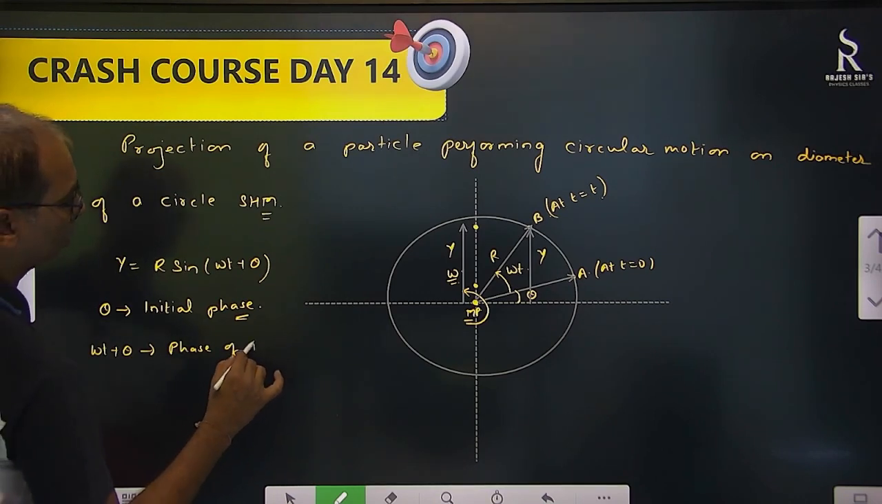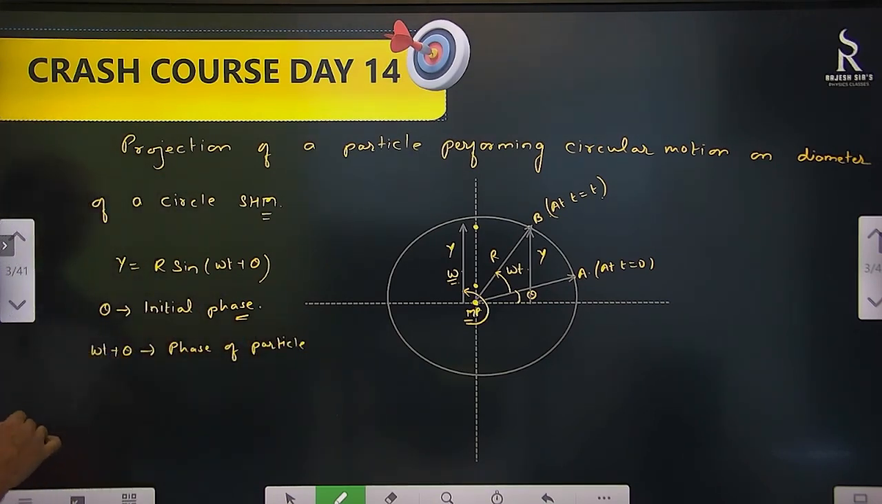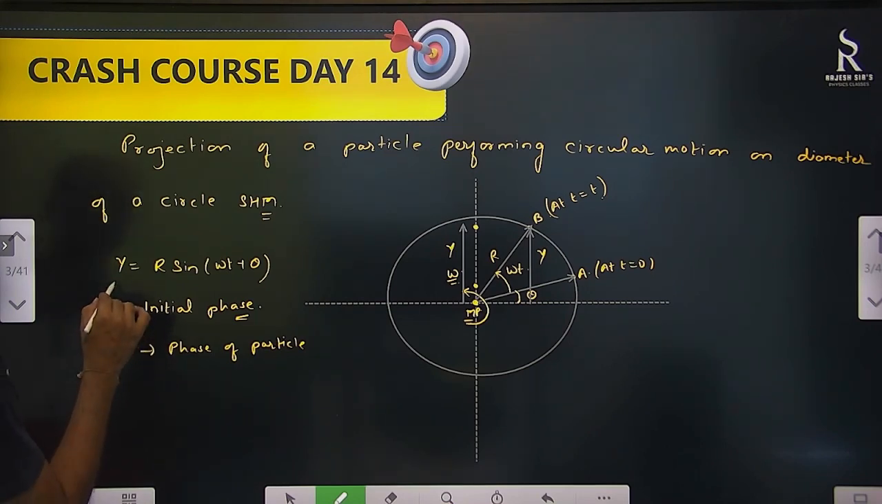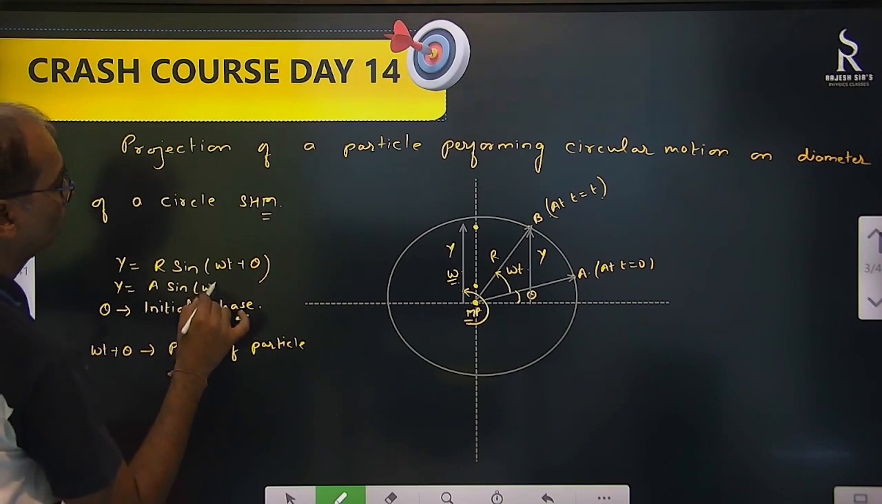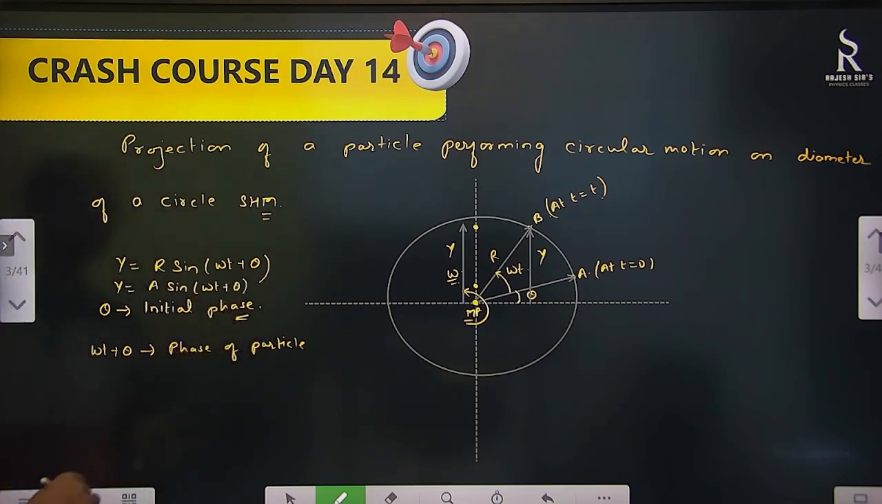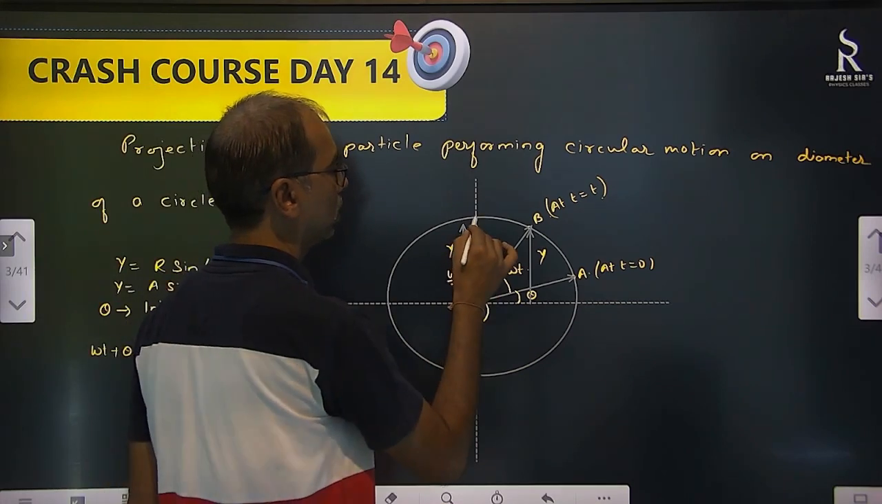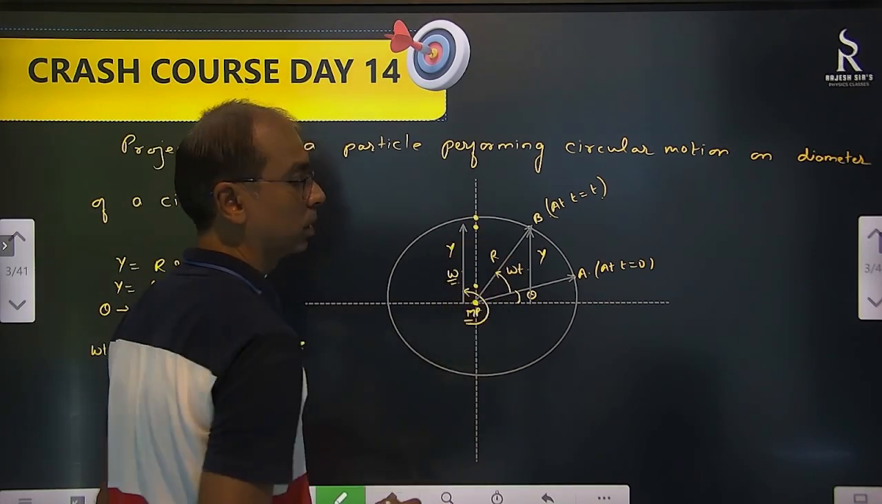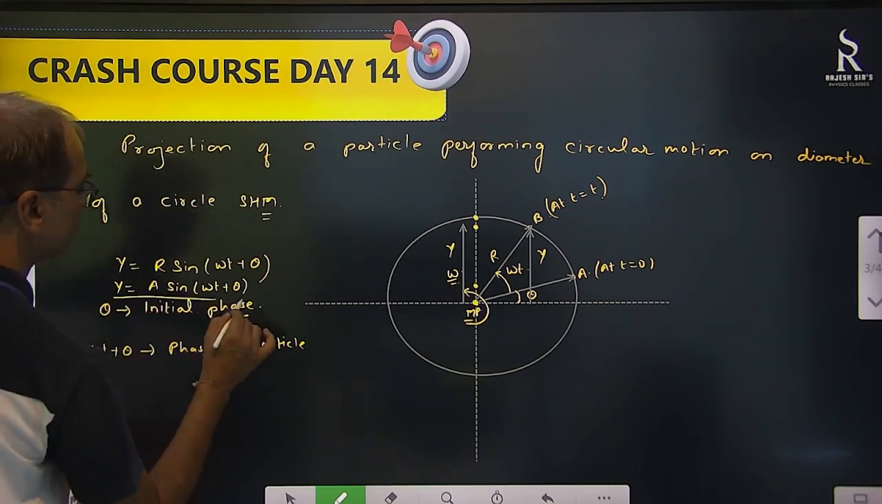Phase of particle. And this r value we are going to replace with A. So we'll write this as A sin(omega t + theta). What is A? A is amplitude, the maximum displacement from the mean position. That means this particle can move maximum to here, and that's equal to the radius only. So we are writing it as A sin(omega t + theta). This is how displacement is written.